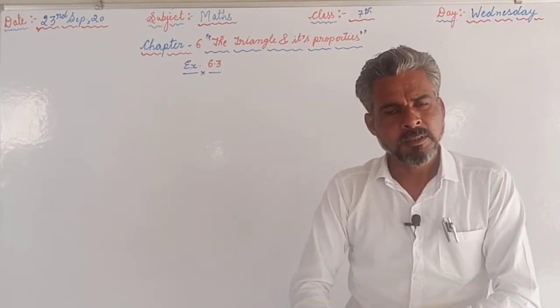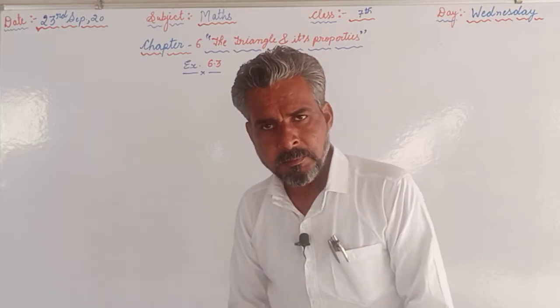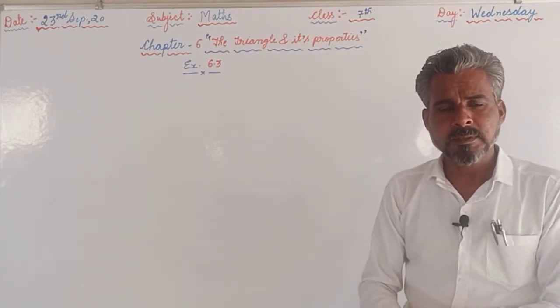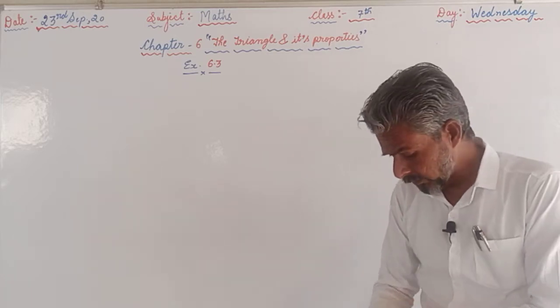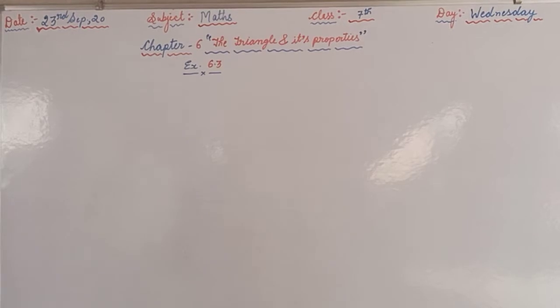So again we are ready with today's video. This video is for class 7th and the subject is maths, and we are continuing the same chapter, that is chapter number 6, and the name of the chapter is The Triangle and its Properties. As we have already completed exercise 6.1 and 6.2, today we will start with question number 1 of exercise 6.3.